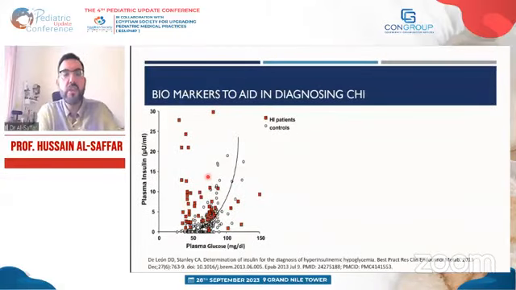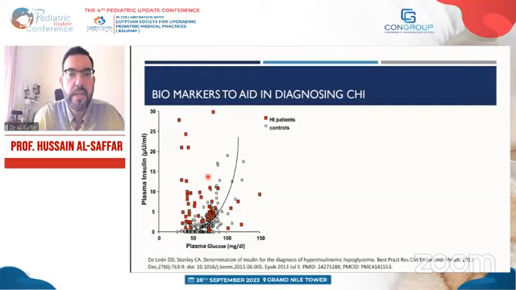So let's see here the biomarkers that usually aid the diagnosis of congenital hyperinsulinism. On this axis is the blood glucose, on the y-axis is plasma insulin. So low glucose is supposed to be associated with high insulin, but that is not always the case. As you see here, low glucose, but the insulin is not very high. So it's not necessary in all cases of hyperinsulinism to have high insulin. To diagnose a case of congenital hyperinsulinism, it's enough to have any detectable insulin that is inappropriate in terms of hypoglycemia.